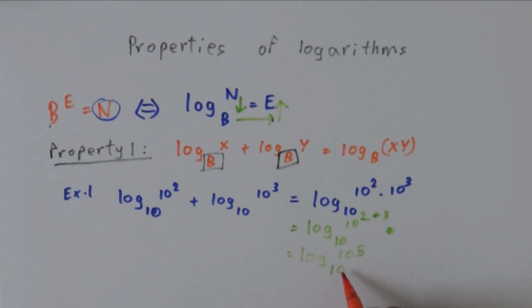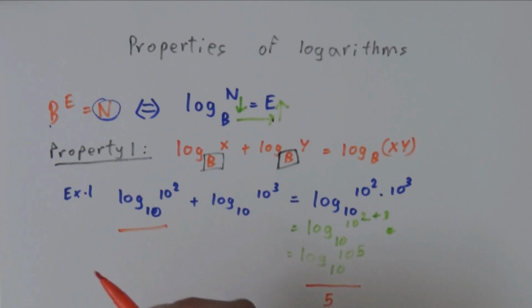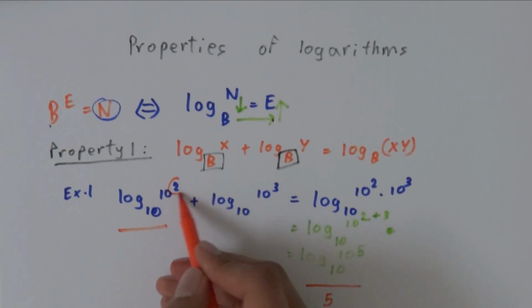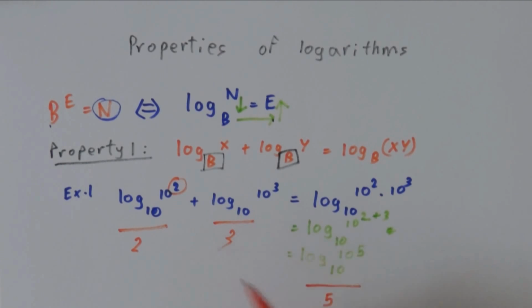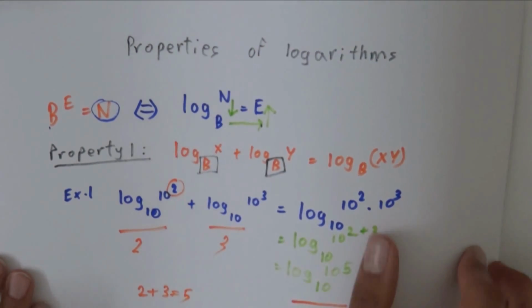We know that to get 10 power 5, we need to raise 10 to the power 5, so that's equal to 5. Similarly, to what power should 10 be raised to get 10 square? From here we have 2 and here 3. So 2 plus 3 is equal to 5. Okay, great. So let's move on with the second property.